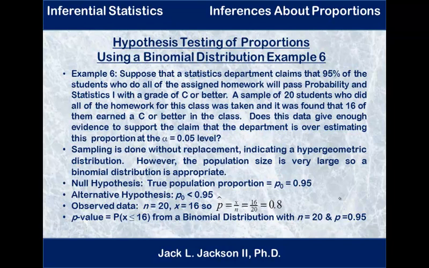The null hypothesis is that the true proportion is 0.95. The alternative hypothesis is that the true proportion is less than 0.95. So our observed data again is p hat is 80% or 0.8. And to find our p-value, we want the probability that X is less than or equal to 16, which was our number of successes we found here, from a binomial distribution when n is 20 and p is 0.95. You should be able to figure that out now pretty easily with your calculator or with Excel. Go ahead and do that now.